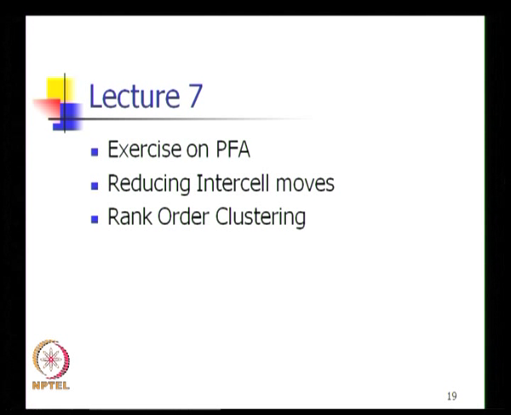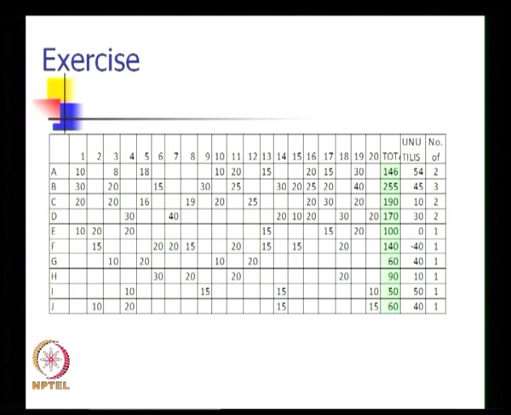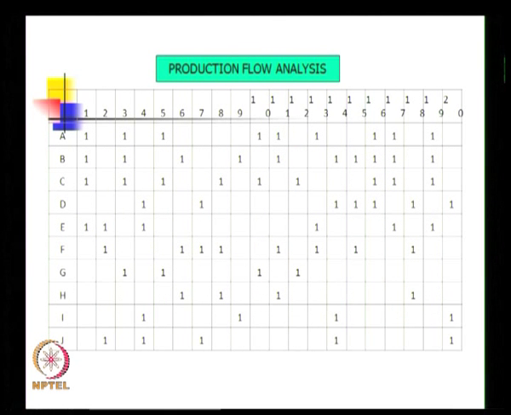In the previous lecture we started this exercise on production flow analysis by considering this machine component incidence matrix, where the requirement of machine on components was given in the form of workload of equivalent number of machines. For example, this number 10 indicates that component number 1 visits machine number A and requires 0.1 or 10% of machine capacity.